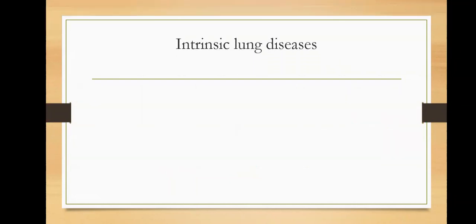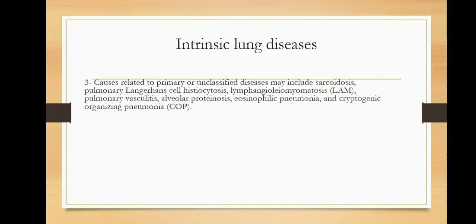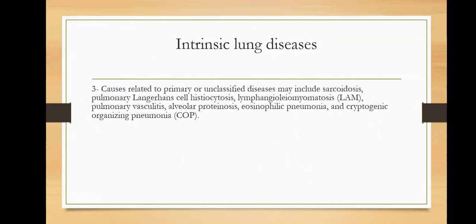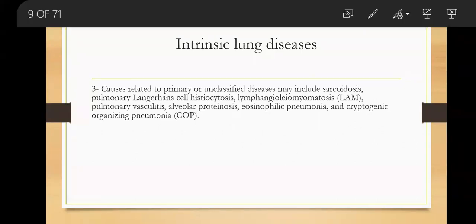So other causes are primary lung diseases, primary lung disorders that are unclassified, like sarcoidosis, pulmonary Langerhans cell histiocytosis, lymphangioleiomyomatosis, and pulmonary vasculitis, alveolar proteinosis, eosinophilic pneumonia, and cryptogenic organizing pneumonia.